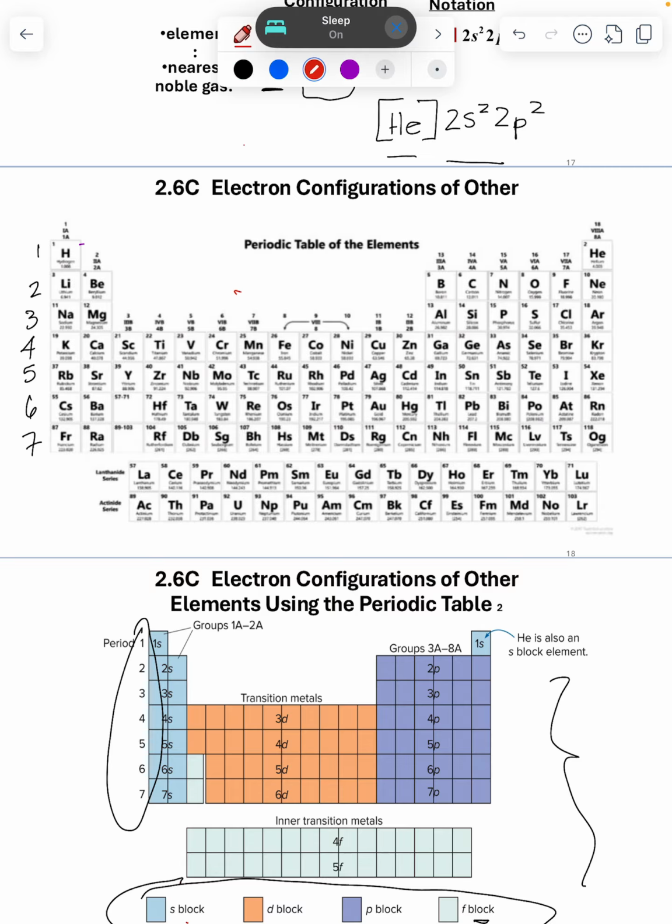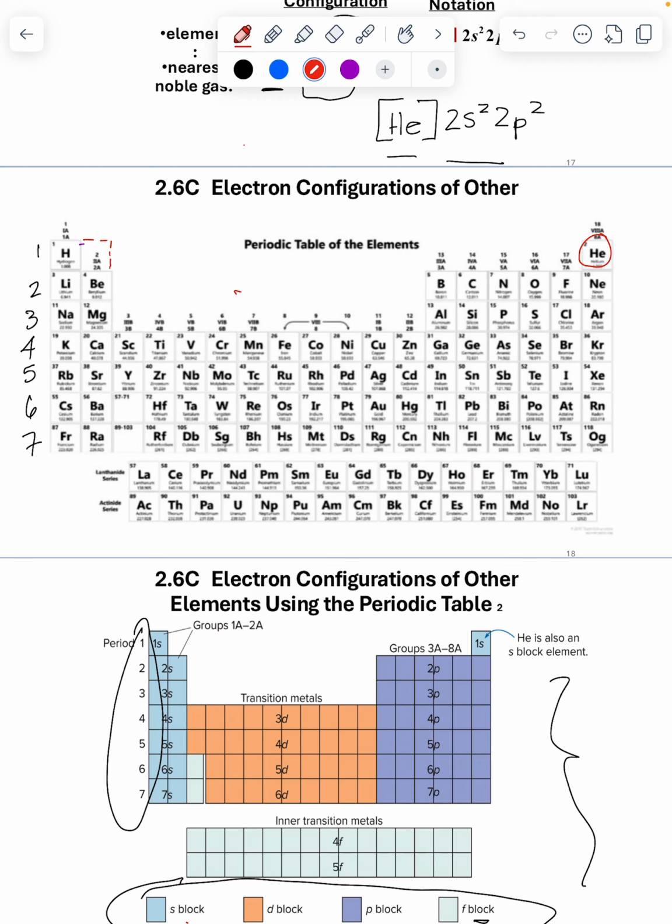Another thing that we need to do is to look at taking this block of helium right here. Helium, when we look at electron configuration, this box needs to be over here in the S block. So I'm just going to pencil that in, and that'll make a little bit more sense in just a minute.